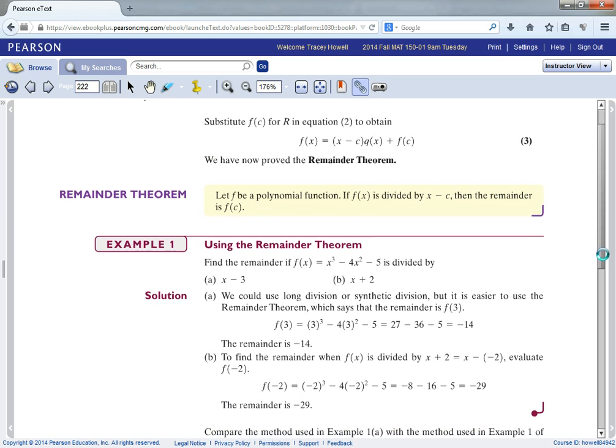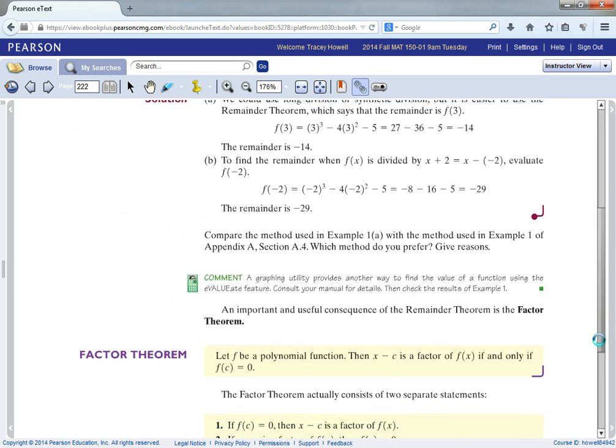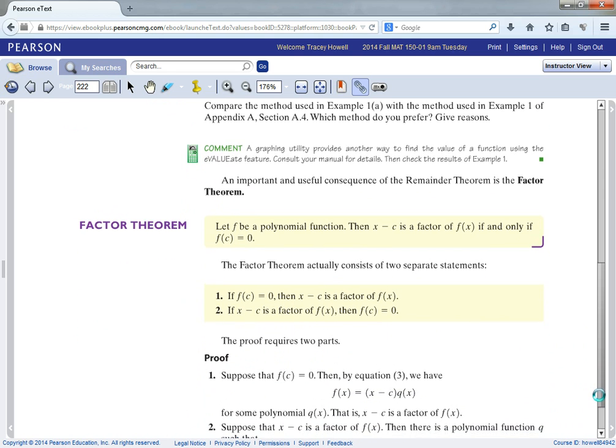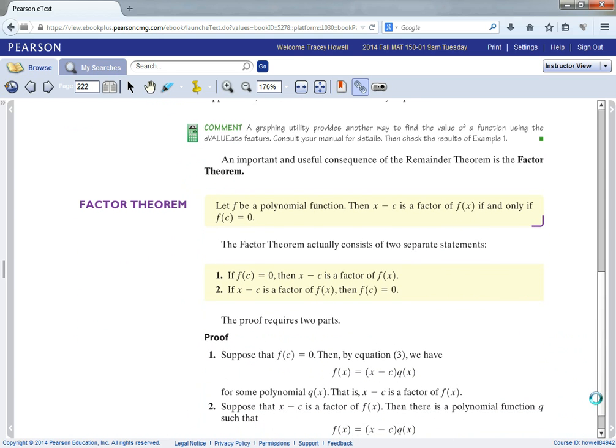Okay? Now you're going to put that together with the factor theorem. Okay, the factor theorem is this one. If f is a polynomial function, then we say x minus c is a factor of f of x if and only if f of c is 0. And that if and only if statement in math means it goes both ways. It's really two different statements. So if f of c is 0, then that means that x minus c is a factor of f. Or if I tell you that x minus c is a factor of f, then you know f of c is 0. So either way.